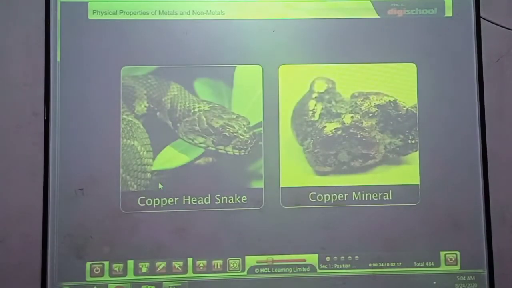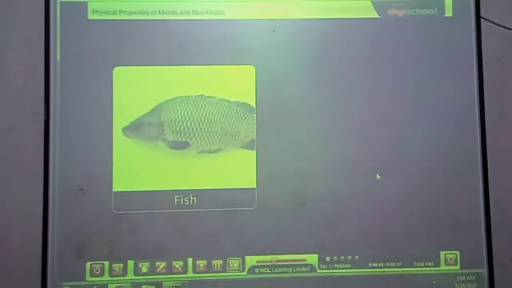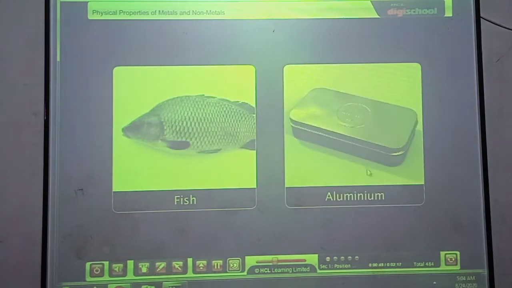Is it a copper-plated snake? An insect with a metallic effect similar to that of iron ore. It may be difficult for you to pick up this fish if it is kept in an aluminium box.